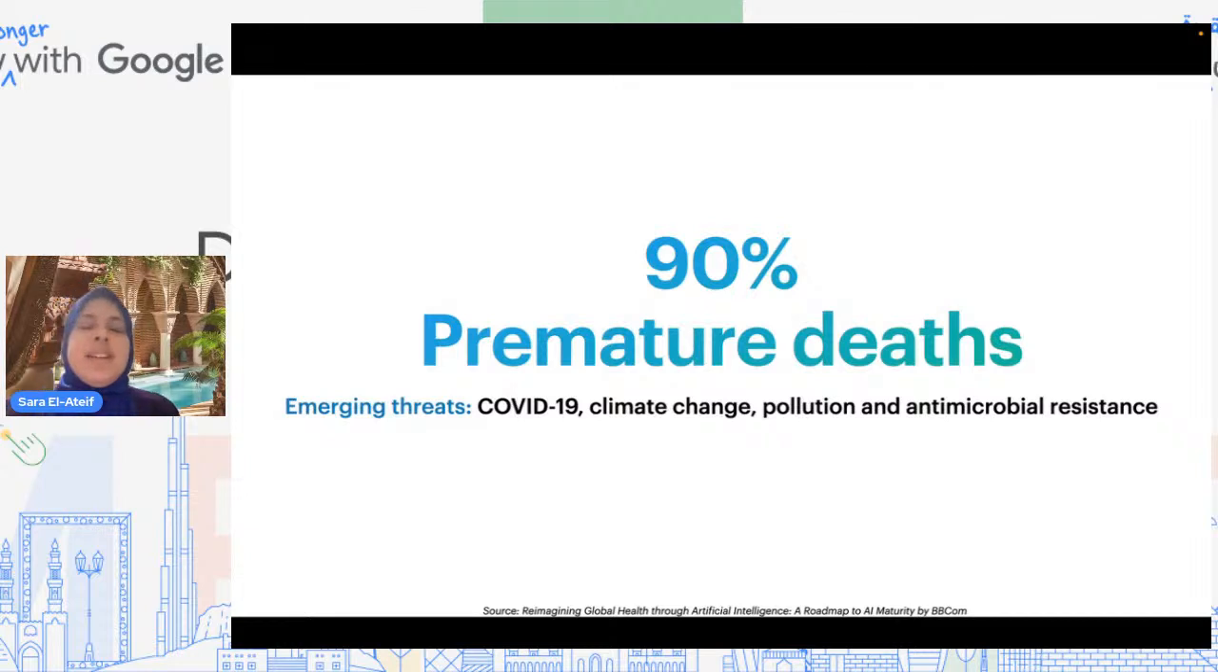Apart from that, we have something called emerging threats. Things like COVID-19. For example, in this era, we have 90% premature deaths due to, for example, COVID-19, the unforeseen pandemic. Then there are things like climate change, like lack of rain these days. I'm not sure if you know this, but rain actually helps get rid of a lot of diseases that pollute the air. There's also pollution and antimicrobial resistance that makes it even more difficult to treat.